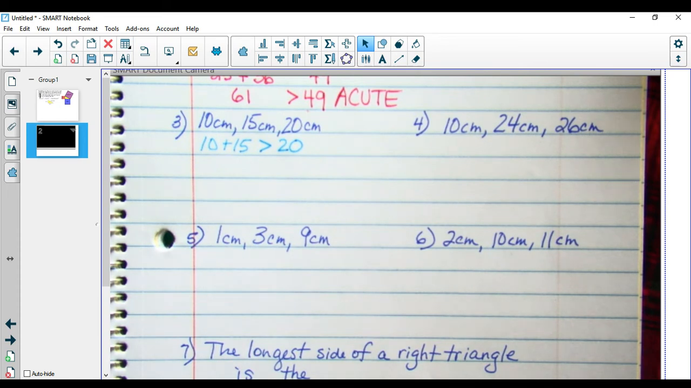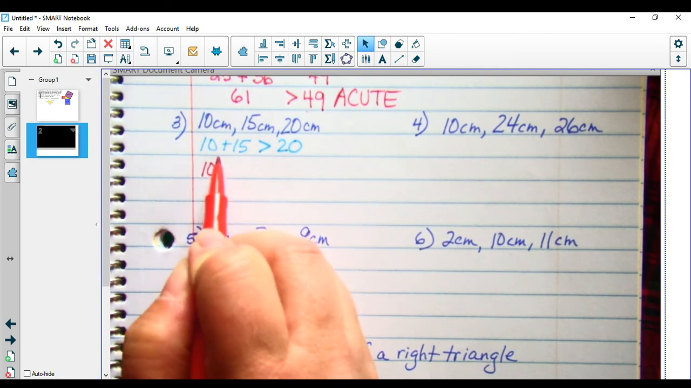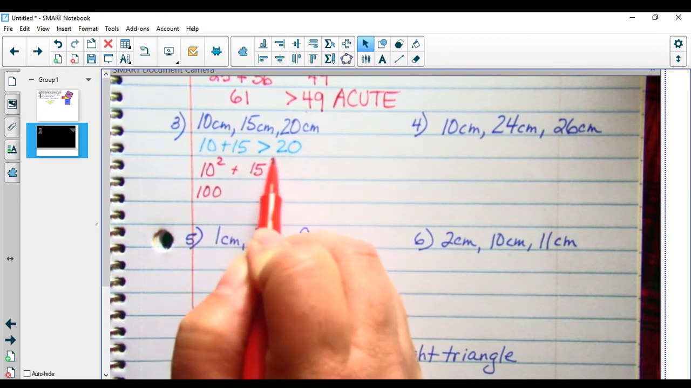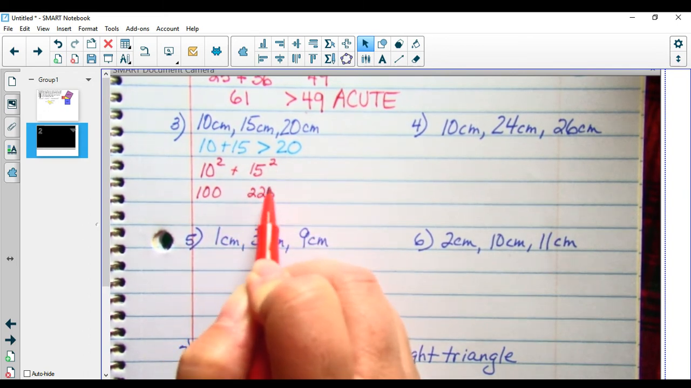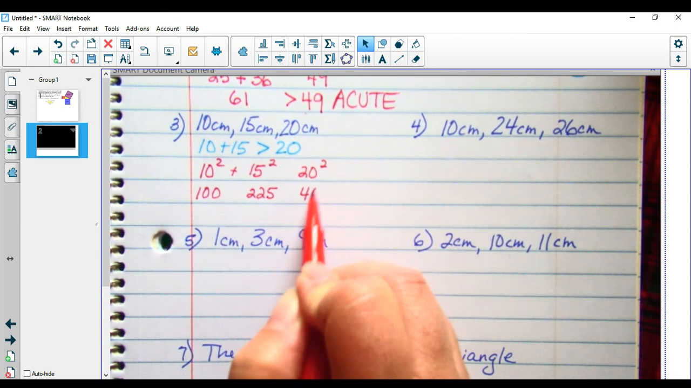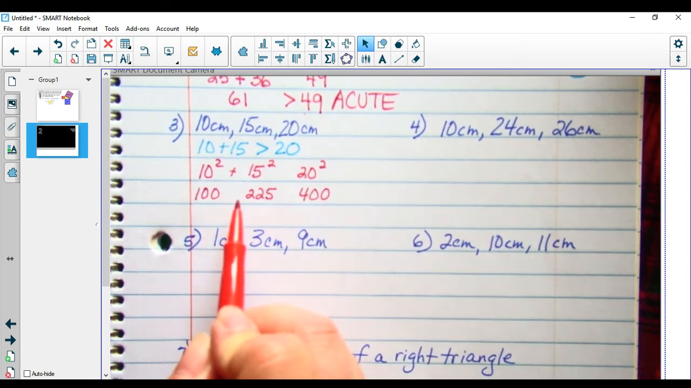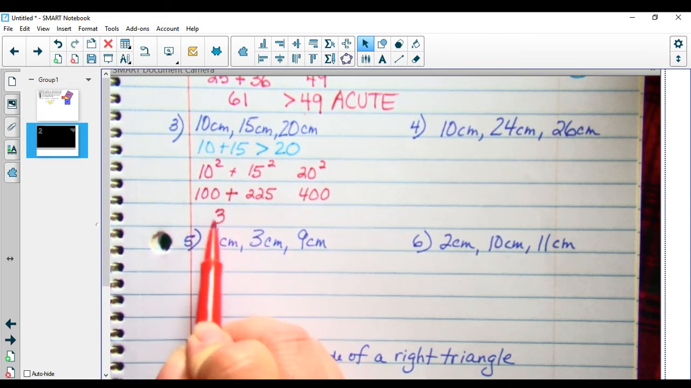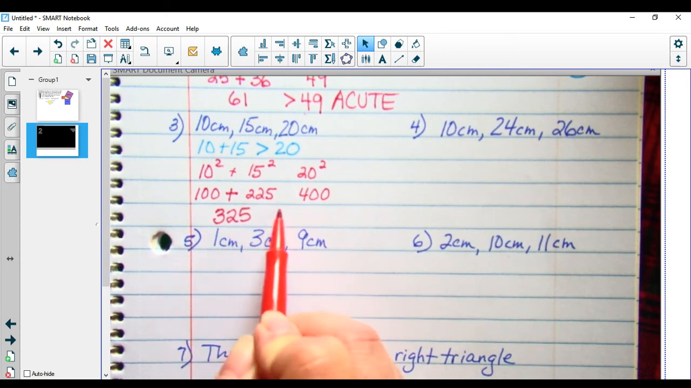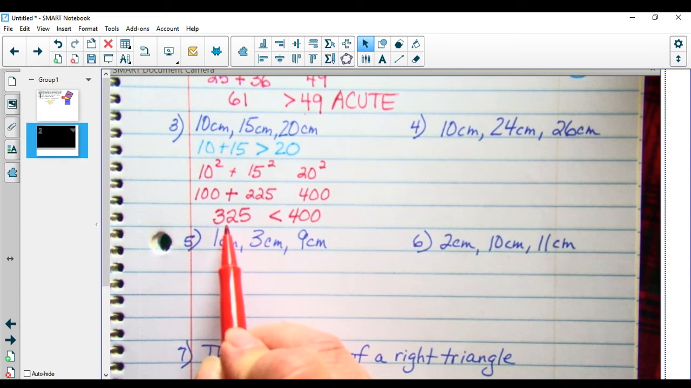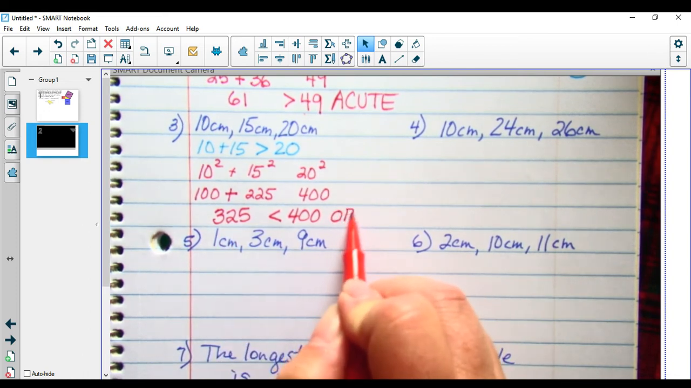Now we need to decide what type of triangle. So 10 squared is 100. Plus 15 squared is 225. 20 squared is 400. We check to see what we get when we add the two smallest squares. 325 is less than 400. The largest square is bigger than the two smaller squares added together. That means this is an obtuse triangle.